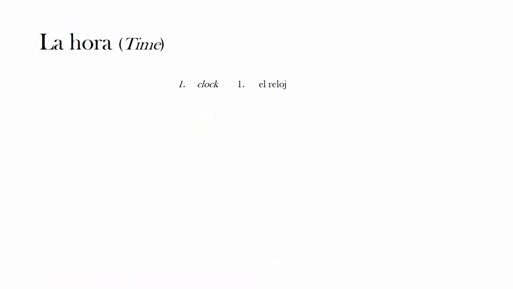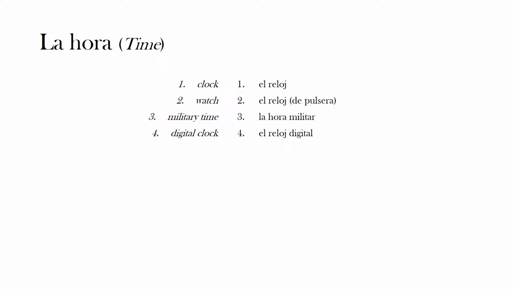More time, stuff, clock. El reloj, watch. El reloj, same thing. To clarify that it's on your wrist, de pulsera. Like a bracelet. Military time. La hora militar, digital clock. El reloj digital, analog. El reloj analógico. That's the one with the hands that spin around. Like that.